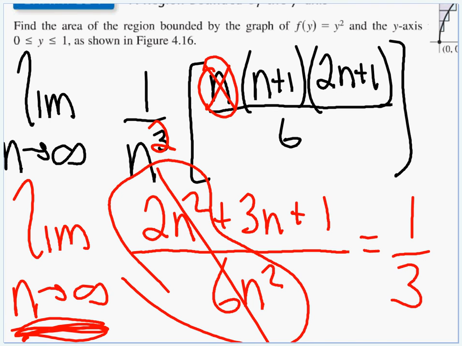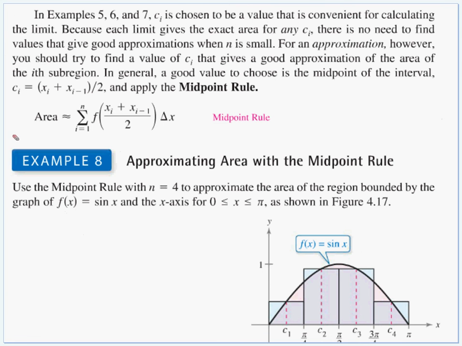Okay, now this last one, this is kind of new to the newer edition of the book. It says here in examples 5, 6, and 7, c sub i is chosen to be a value that is convenient for calculating the limit, because each limit gives an exact area for any c sub i. There's no need to find values that give good approximations when n is small. For an approximation, however, we should try to find the value of c sub i that gives a good approximation of the area for any subregion. In general, a good value to choose is the midpoint.